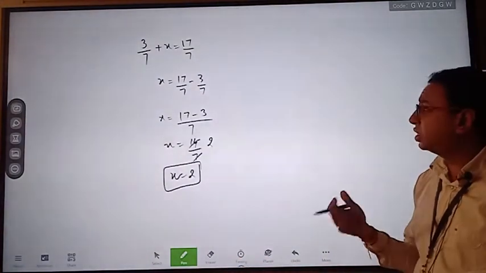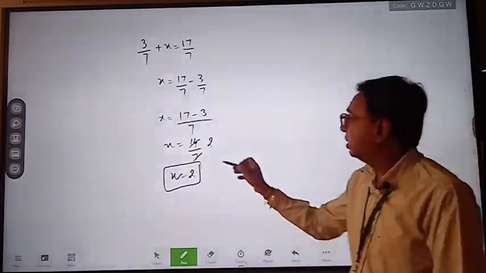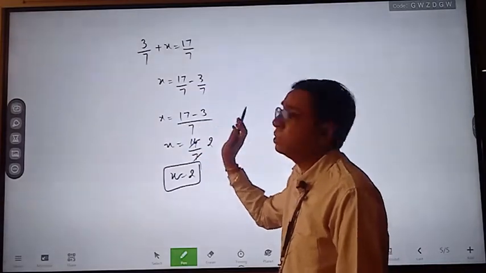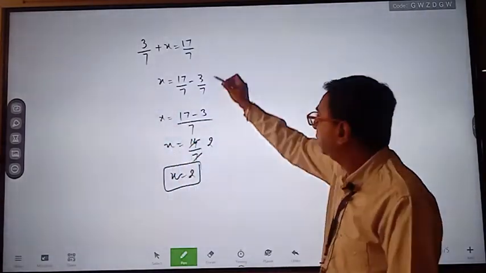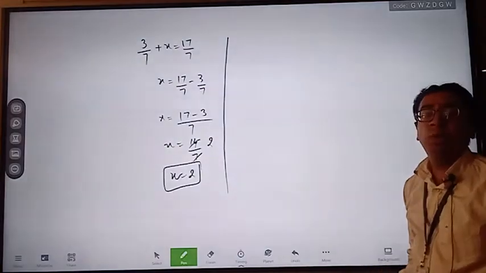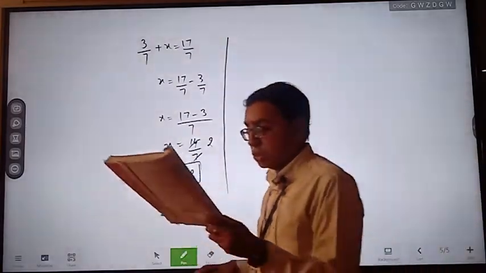But sometimes what confusion children may get, they keep this 7 as it is, or sometimes they remove it, sometimes they bring it. So better, whichever method you find easy, you can solve with that method. Clear? So you can do this question.